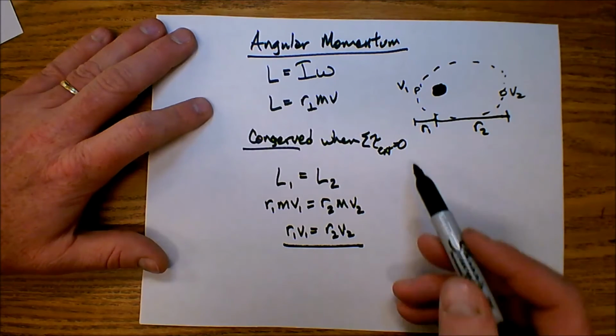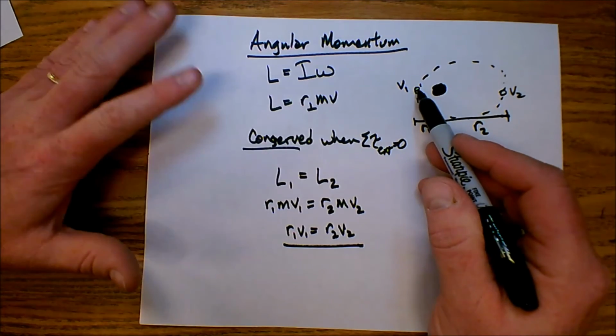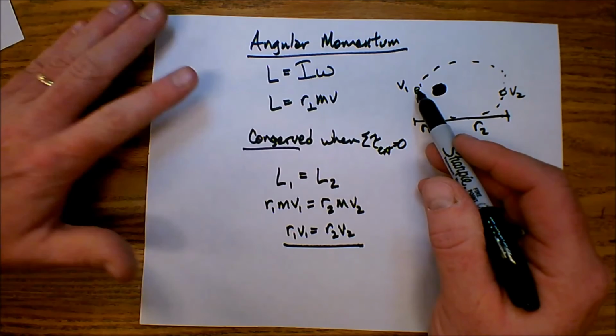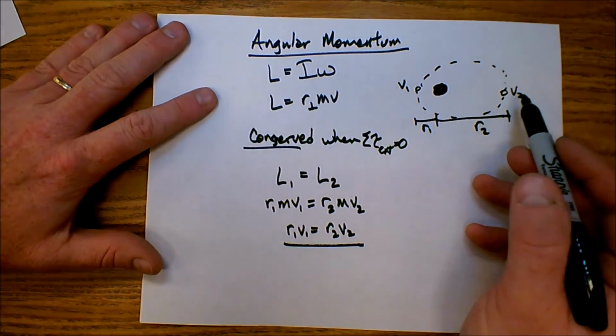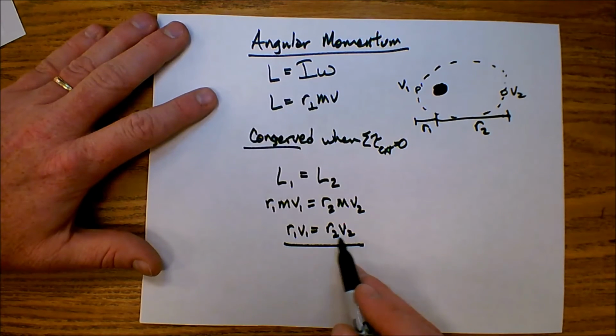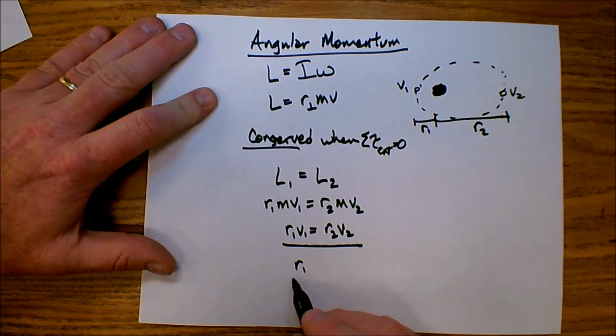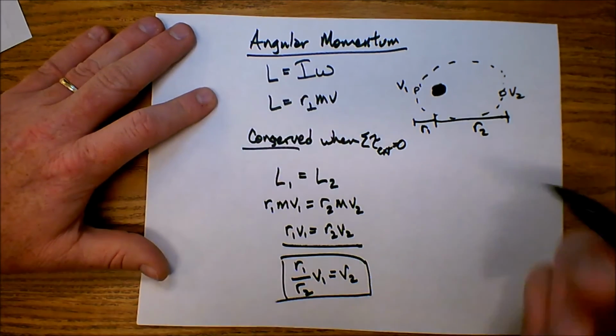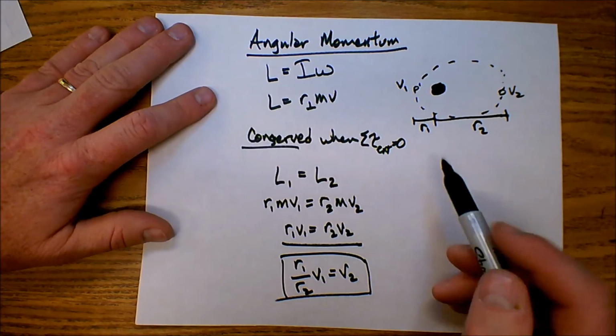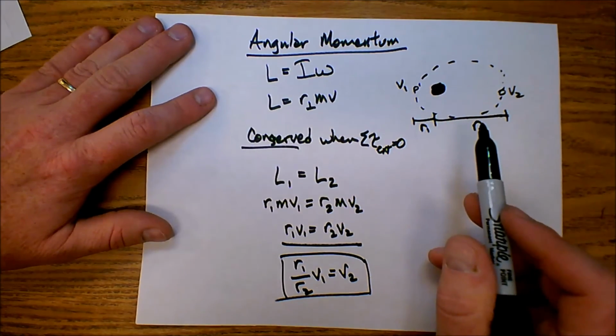So there may be a problem that says if at position 1 the speed is v1, what is the speed when it's at position 2? And so if I'm looking for the speed at v2, I would simply divide, and I would say, hey, look, r1 over r2 times v1 is equal to v2. And there I've got, using conservation of angular momentum, I'm able to solve for the speed of the satellite.